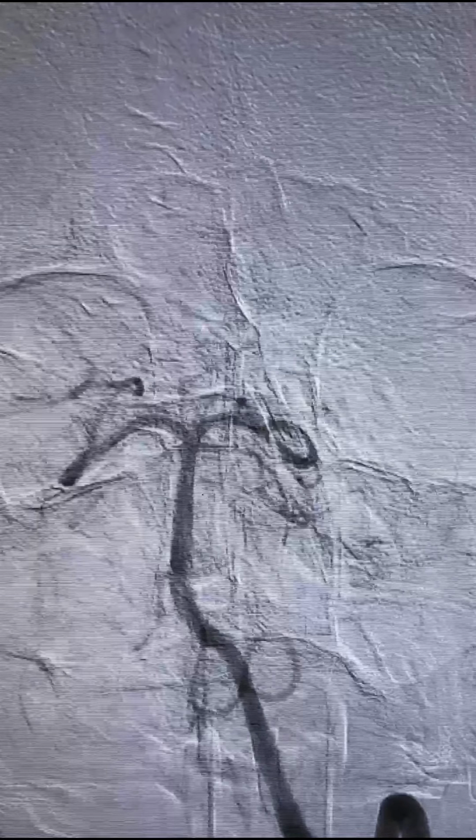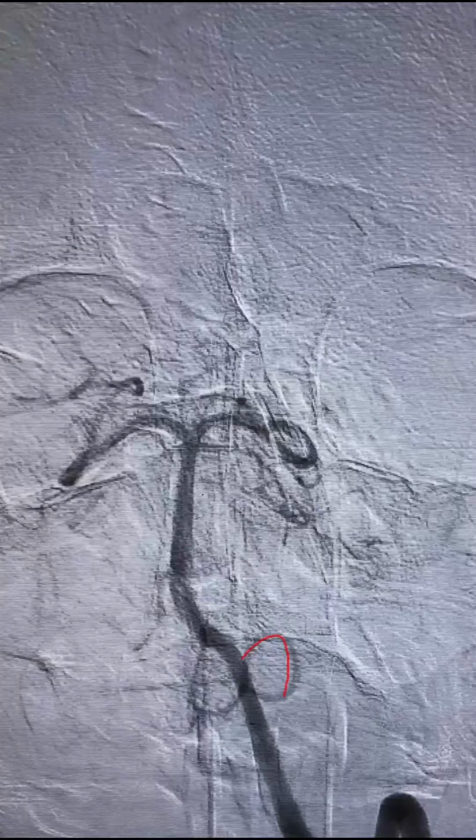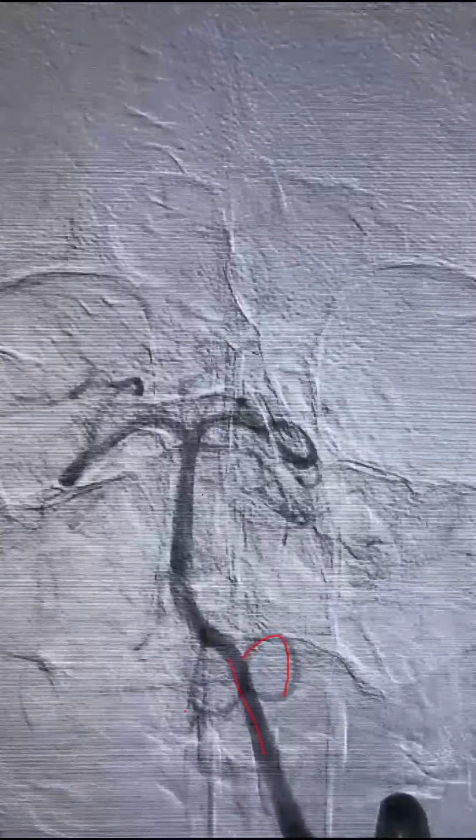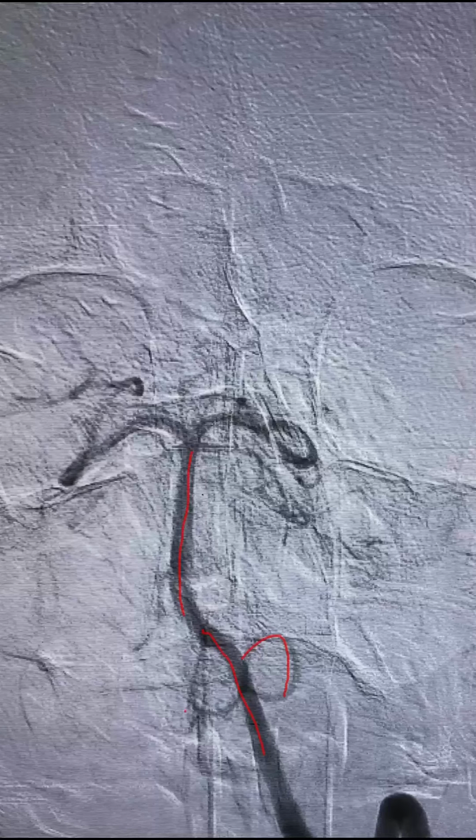Now what do you see here? You can see the left vertebral artery, and this is the basilar artery, and this is the SCA. This is also the SCA, and this is the right PCA and the left PCA. So most of the vessels are seen, and this faintly seen vessel is the PICA.